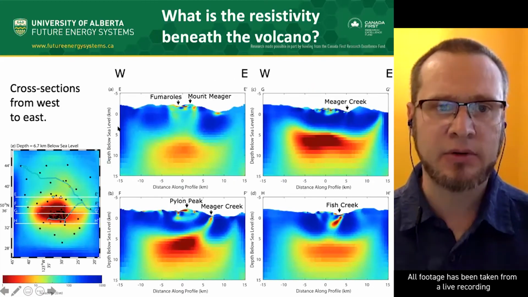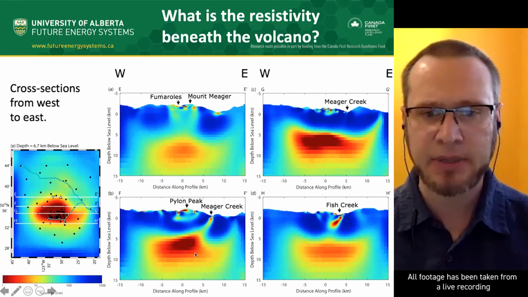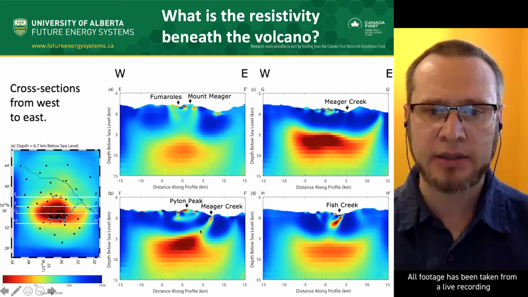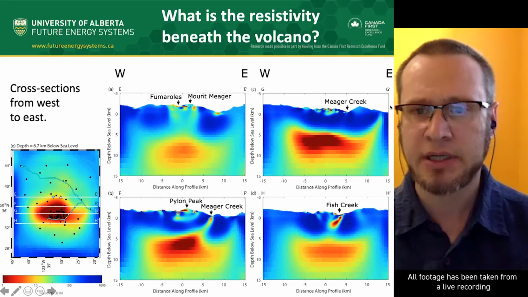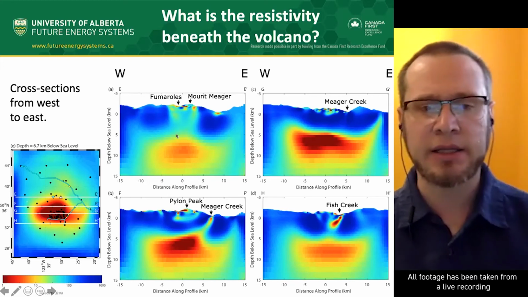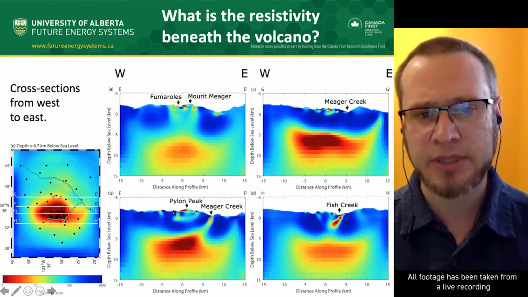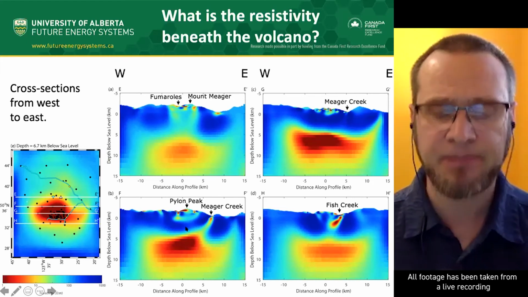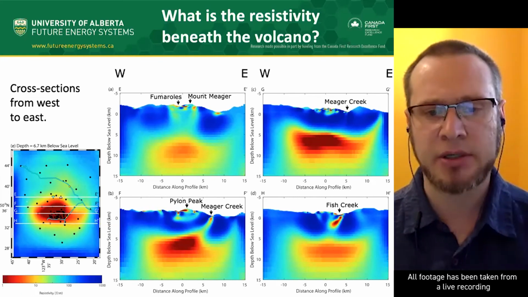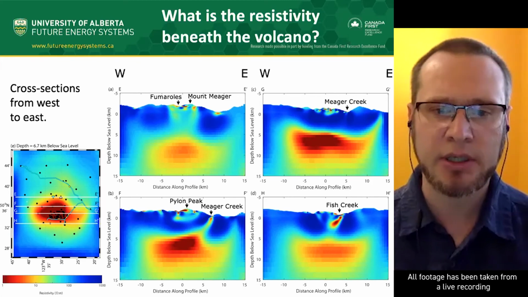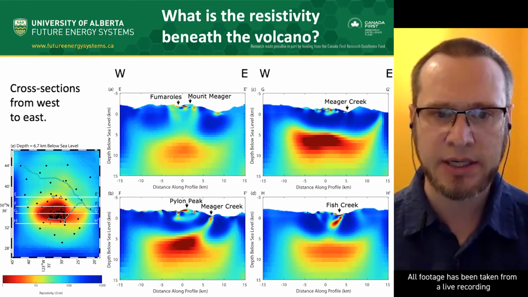If we look at some cross sections from west to east, we see that deep magma body, that deep conductor, and then there's regions of elevated conductivity reaching up towards the surface in several areas, and these are likely related to hydrothermal systems. So these near-surface hydrothermal systems can provide energy in the form of geothermal energy, and so I'm studying the bigger picture, kind of the deeper structure to help the team of scientists that are studying this volcano for geothermal resource potential.